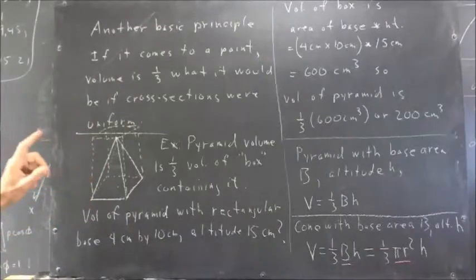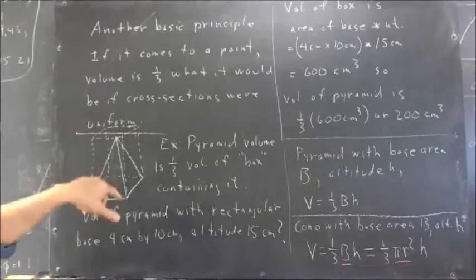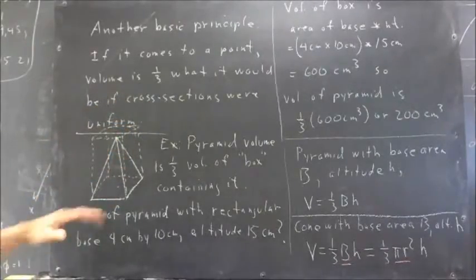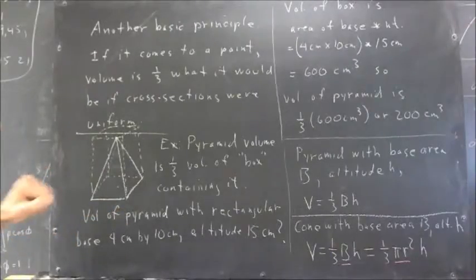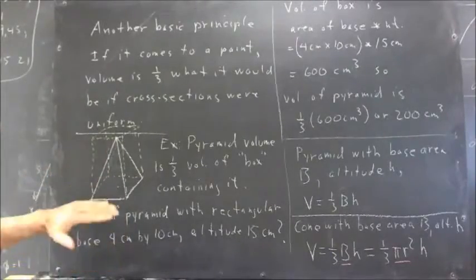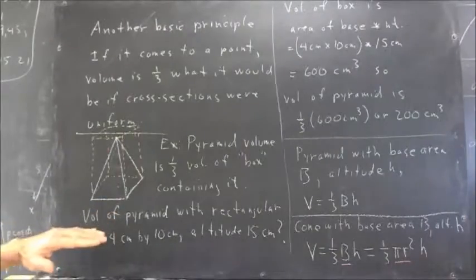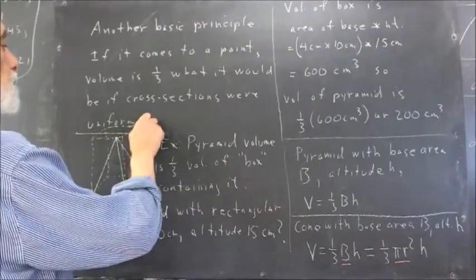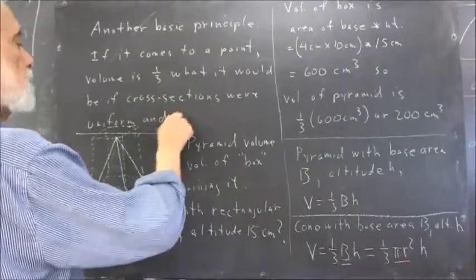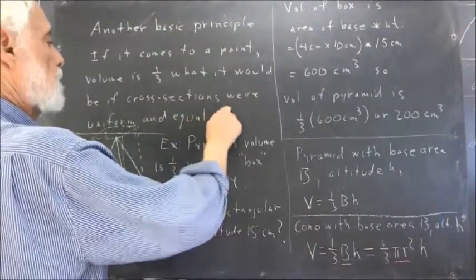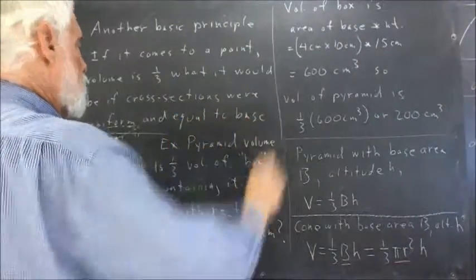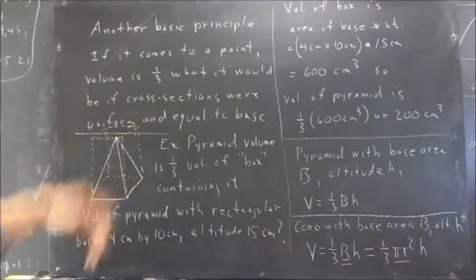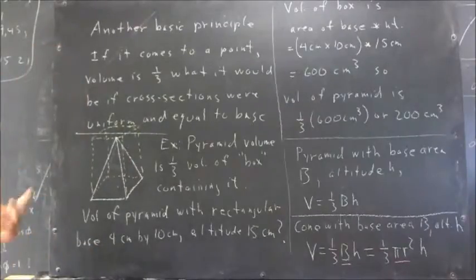And when that occurs, the volume of this pyramid is going to be 1/3 of what it would be if the cross sections were uniform. If the cross sections, excuse me, were uniform and equal to the base, maybe I ought to put that down. Okay. Cross sections are uniform and equal to the base. I really should say congruent to the base, but I'll live with this. This is an approximate statement. It's kind of a rule of thumb.